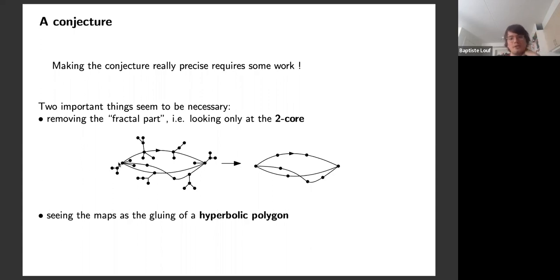So actually, it's not the unicellular map itself that is going to be the same as the hyperbolic surface. It's going to be its 2-core. And that didn't matter for what we did, because we counted simple cycles. If you follow a simple cycle, you're never going to go into these trees. So of course, you will get the same result.